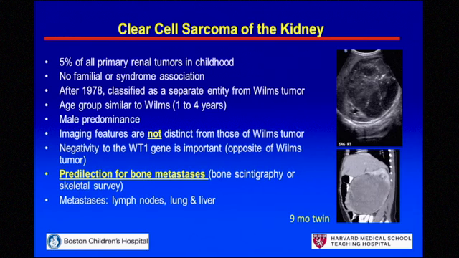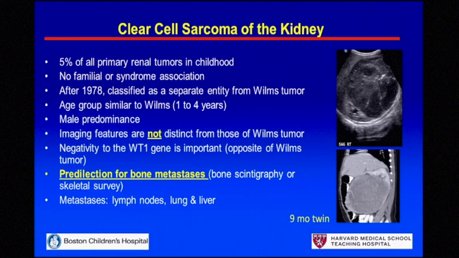Next topic, clear cell sarcoma of the kidney. This is worse. This comprises 5% of all primary renal tumors in childhood. There's no known familial or syndromic association, and after 1978, this was classified as a separate entity from Wilms tumor. The age range is similar. There is a male predominance, and there are unfortunately no imaging features that are distinct to differentiate clear cell sarcoma from Wilms tumor, although they do tend to have more cystic components.